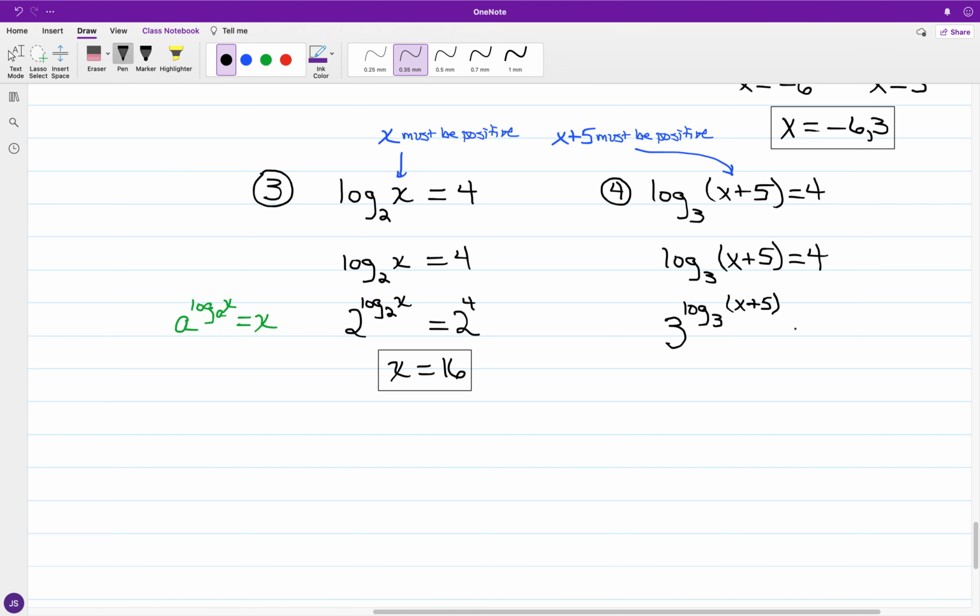So I have 3 to the base 3 logarithm of the quantity of x plus 5 is equal to 3 to the 4th. So on the left-hand side, the exponential and logarithmic bases cancel each other. And so we're going to have x plus 5 is equal to 3 to the 4th, which is 81. And for x plus 5 equal to 81, it turns out that x is equal to 76.